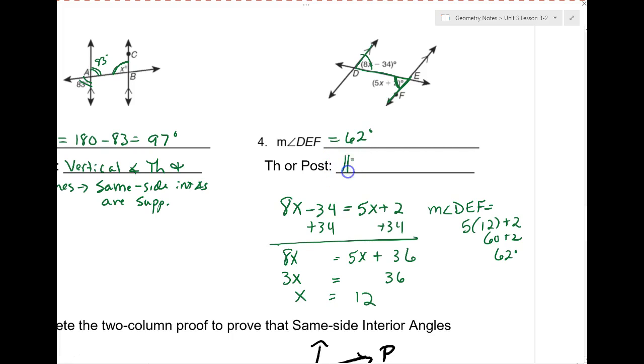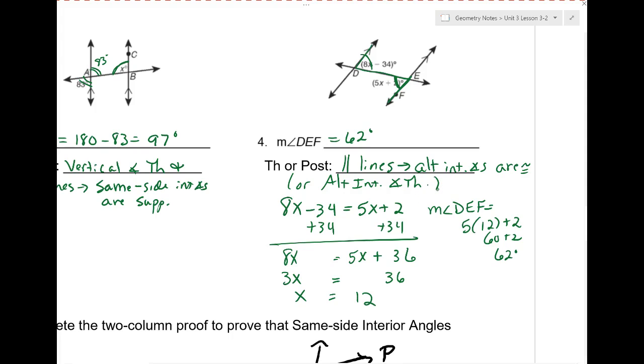Alternate interior angles. Yep. If I have parallel lines, alternate interior angles are congruent. I don't mind if you say the alternate interior angles theorem, but I'm going to tell you right now, a lot of you are going to forget to put the theorem with it, and you're going to get it wrong. It's easier to write it as a conditional statement.